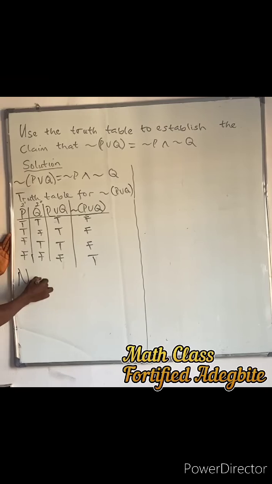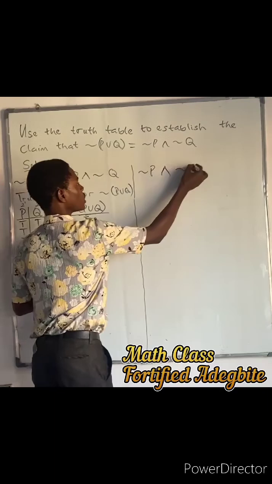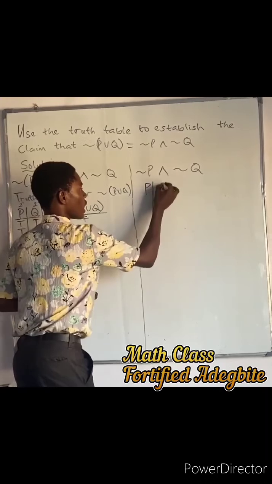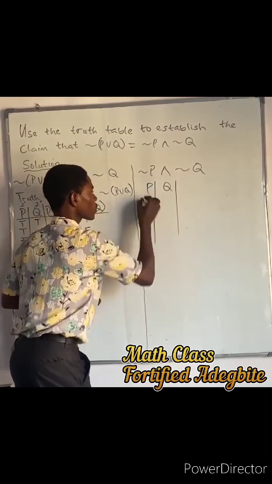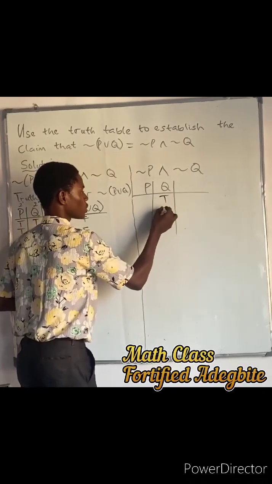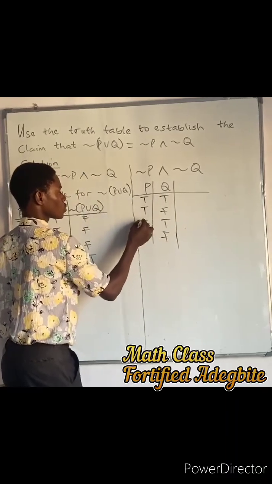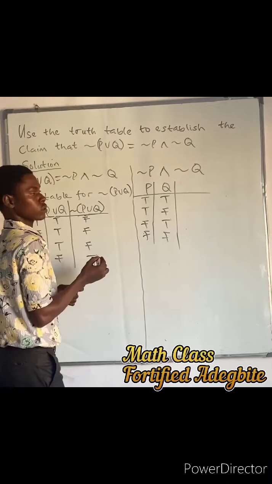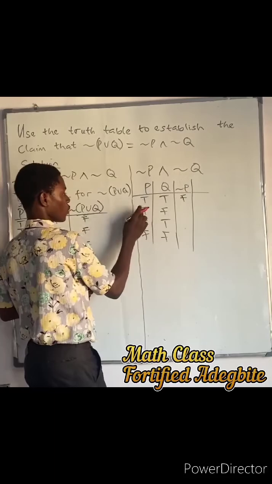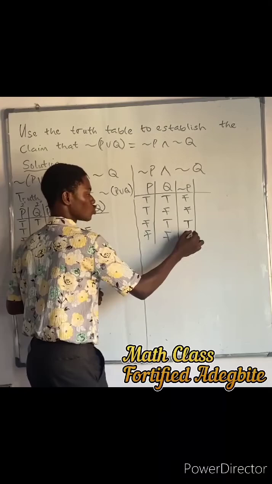Now, we have negation P, conjunction negation Q. Let's construct the truth table for this. We already have our P and our Q. Don't forget, Q is 2 raised to power 0, so you have a truth and a false, a truth and a false. Then here you have truth, truth, false, false. Then the column of not P: if it is not truth, it will be false. If it is not false, it will be truth.